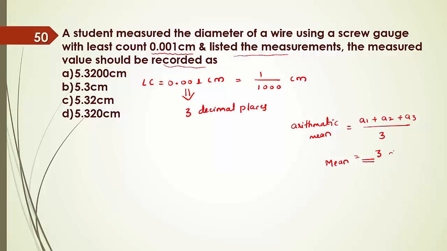Only 3 decimal places. So you can observe the options: 5.3200 centimeter, 5.3 centimeter, 5.32 centimeter, 5.320 centimeter. So here how many digits should be present after the point? 3 digits should be present. After the decimal point 3 digits means which is the right answer? Option D, because in 5.320, 3 digits are present. So option D is right.